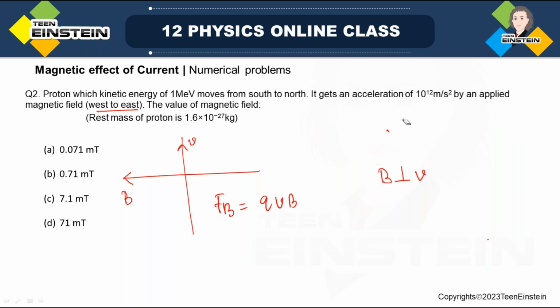Now see, acceleration on the charged particle is given. So I can write F_B is equal to M into acceleration, that is equal to Q V B. What we have to find out is the magnitude of the magnetic field. So B can be written as M into A by Q into V. So this is what we have to do. Now we'll just do the calculation.